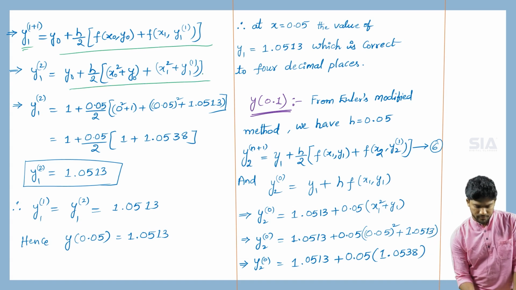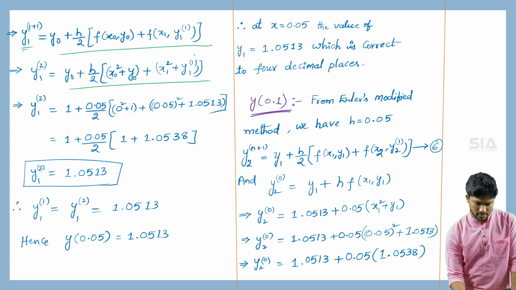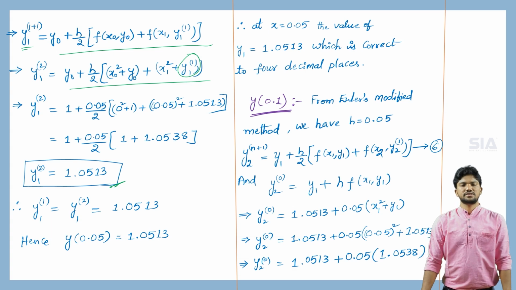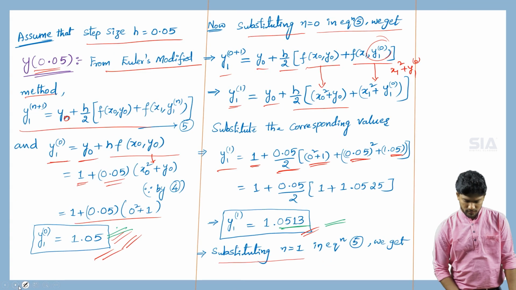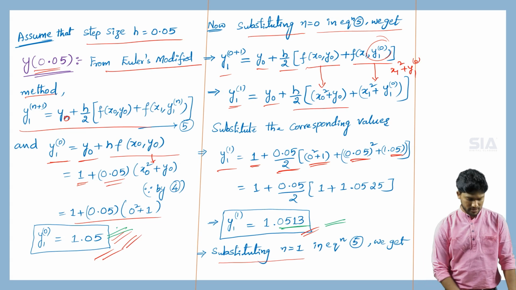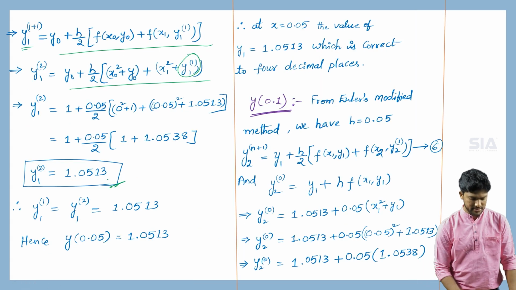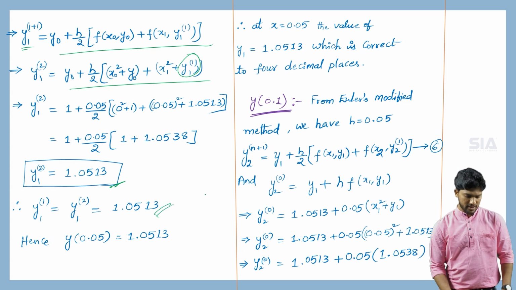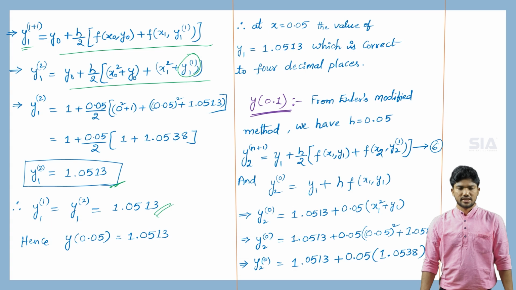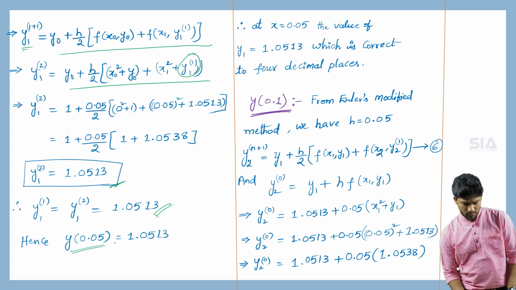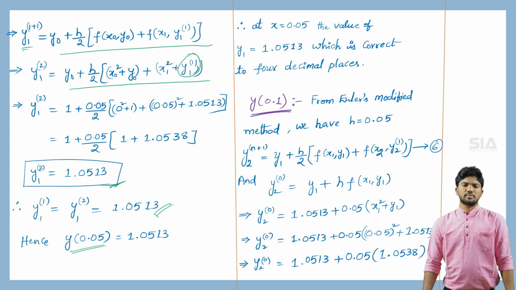సో దేర్ ఫోర్ వాల్యూ సబ్స్టిట్యూట్ చేయండి ఇక్కడ మీరు. సో సబ్స్టిట్యూట్ చేసుకుంటే మనకి ఏం వచ్చేసింది అంటే ద సెకండ్ అప్రాక్సిమేషన్ వాల్యూ ఆఫ్ y1 is equal to మనకి ఎంత వస్తుంది అంటే 1.0513. Okay, so here if you observe carefully, the first approximation is 1.0513 and the second approximation is 1.0513. okay, ఆ రెండు వాల్యూస్ మనకి సేమ్ వచ్చాయి కాబట్టి, సో therefore first approximation and second approximation values is equal to 1.0513. hence y of 0.05 is equal to 1.0513.